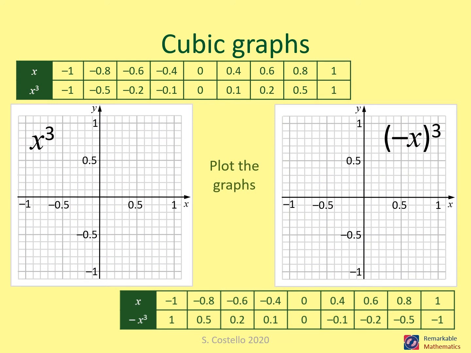So draw two pairs of axes similar to these on the same scale and plot the graphs using the values in the table. Do that now. Once you've done it, come back and we'll compare the graphs. So here's the graph of x cubed, and here's the graph of minus x cubed.